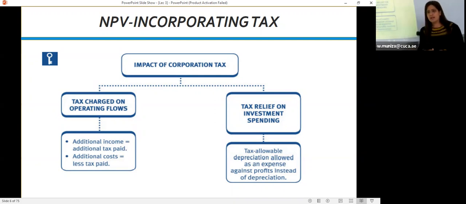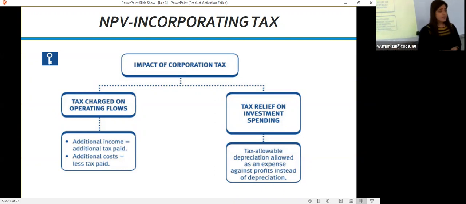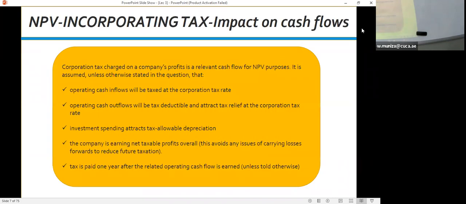Do you remember tax allowable depreciation? When we invest in any kind of asset, that will bring tax allowable depreciation to us. So that would also be a considerable factor for us. They say tax allowable depreciation is allowed as an expense against profits instead of depreciation. Here the detail is written: NPV incorporating tax impact on cash flows.